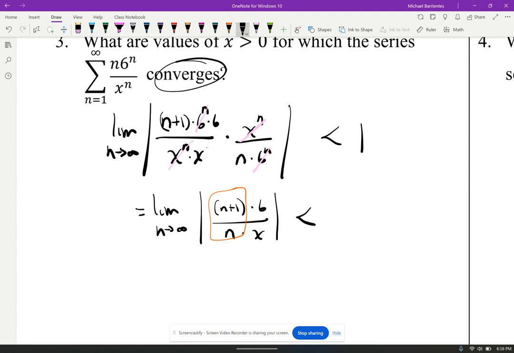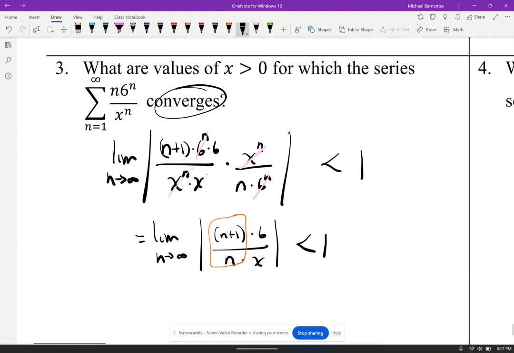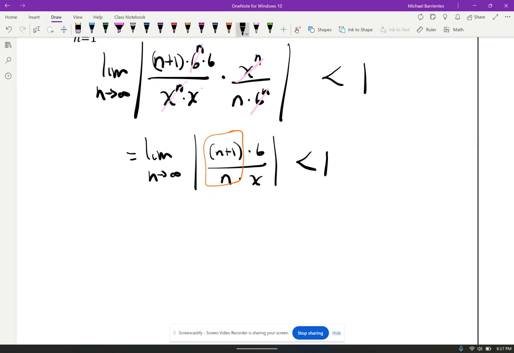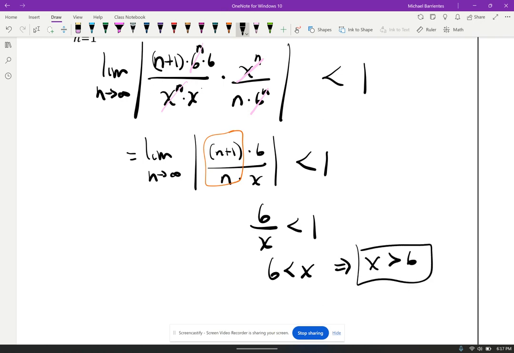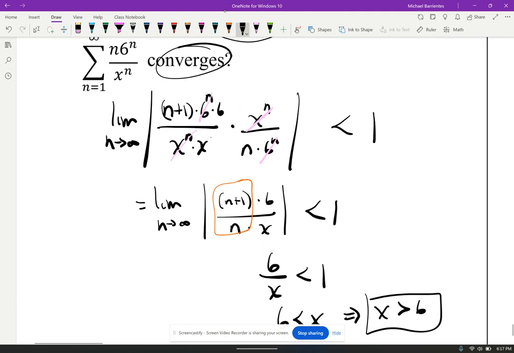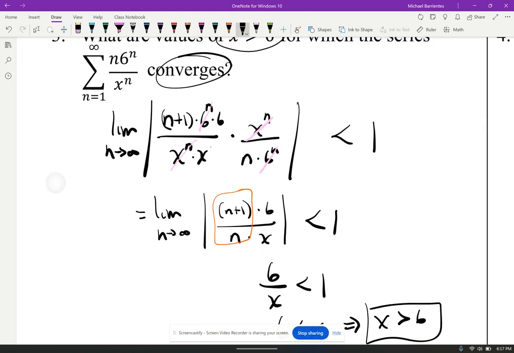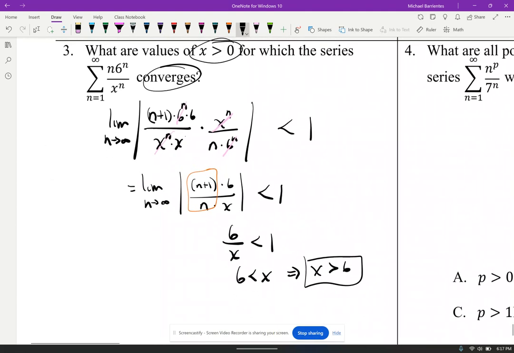Now, I still have these absolute values, right? But remember, they told me the values of x are always positive for x's that are greater than 0. So I don't need the absolute values because I know my x values are always positive. And I can set that less than 1. And now I can just solve. Multiply both sides by x. So x's that are greater than 6, for any x values that are greater than 6, we will have a convergent series. So think about what you just did.